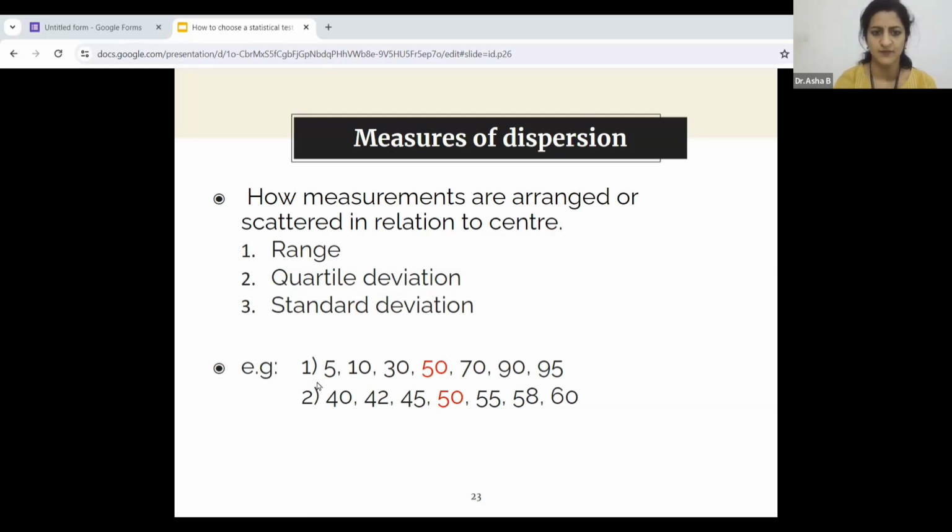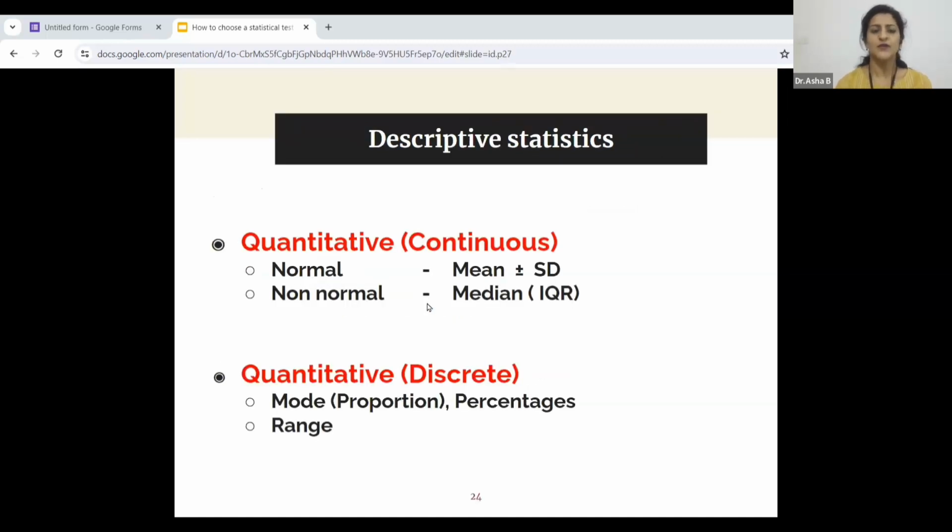If you see the two sets below, arranged from ascending to descending order, both of them have a median of 50. But if you look at the dispersion, the first set is highly dispersed, ranging from 5 to 95, whereas the second one ranges from 40 to 60. So to give a better picture of any distribution of any data set, it's better to represent it in both central tendency and also variability. So when presenting the data, it has to be a combination of central tendency and dispersion.